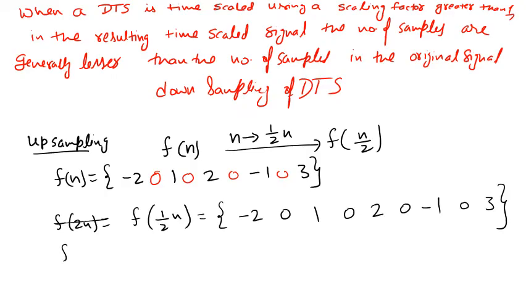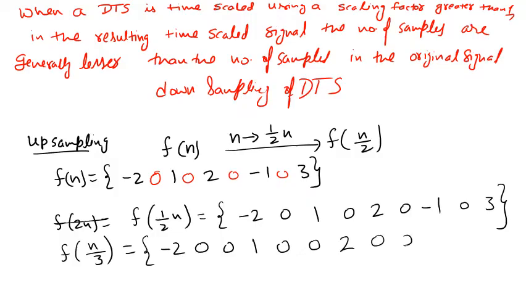Suppose we want to calculate f(n/3). In this case, we need to insert two zeros. So our new signal will be -2, 0, 0, 1, 0, 0, 2, 0, 0, -1, 0, 0, 3. So this will be the signal. So in general, what we can say is for f(n/k), say k is an integer, we need to insert k-1 zeros.